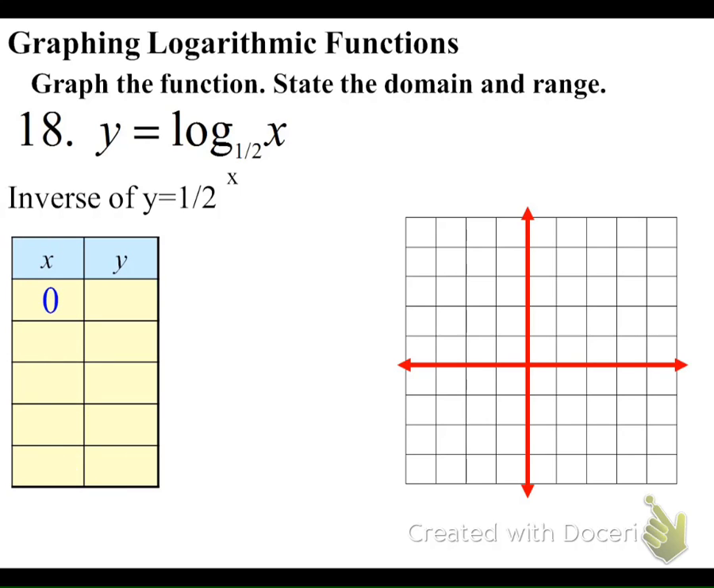So I'm going to plug in those same basic 5 points. Anything to the 0 is 1. 1/2 to the first is 1/2. 1/2 to the second is 1/4. A negative exponent will cause us to flip it, so now we'll have a 2, and then flip it and square it, you'll have a 4. I'll give you a second to catch up.